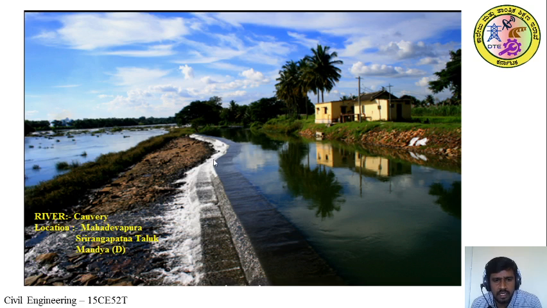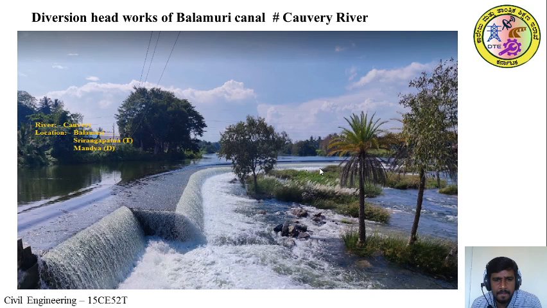This is the picture of the diversion network. This is the approaching channel, and this is the divide wall. Okay. The excess water above the full supply level is flowing back to the river. That's why they made arrangement like this.